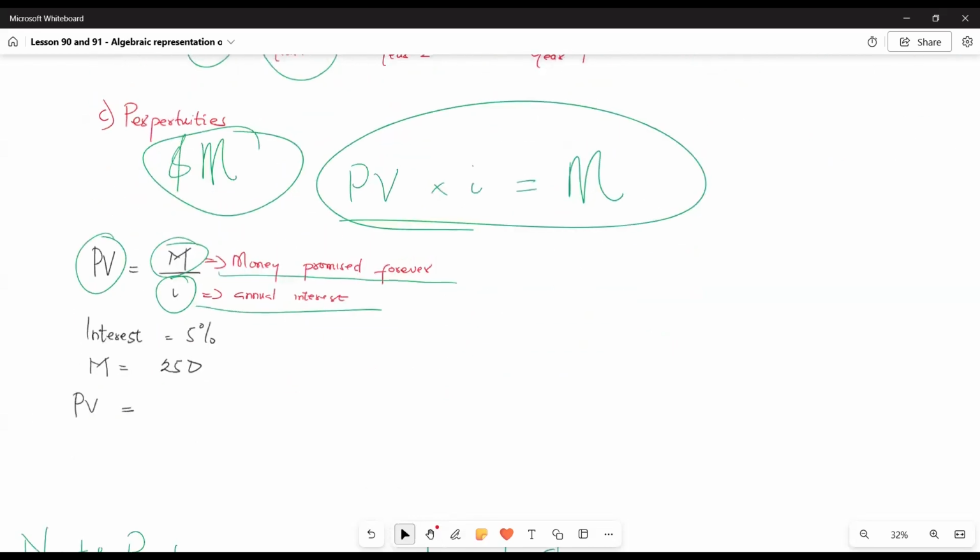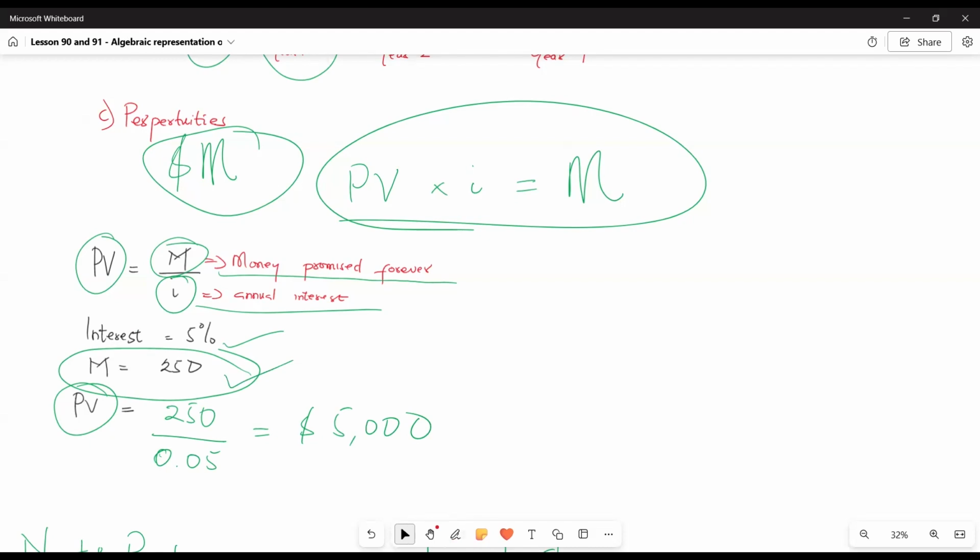So for example, if we assume a 5% interest rate and an M being equal to 250 promised forever, then the present value of this perpetuity is going to be 250 divided by the interest rate, which is 0.05. This is equal to $5,000. So $5,000 is the present value of a perpetuity that pays 250 annually forever at a 5% interest rate. So the maximum amount you should pay today for this promise is $5,000.